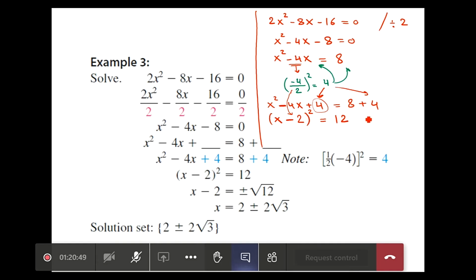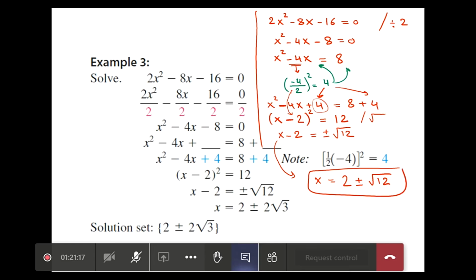Now, take the radical for both sides. So we have x minus 2 equal positive or negative radical 12. Now continue. We have x equal, put the negative 2 on the other side. We have 2 plus or minus radical 12. So we have two solutions: 2 plus radical 12 and 2 minus radical 12. Okay. Any question?